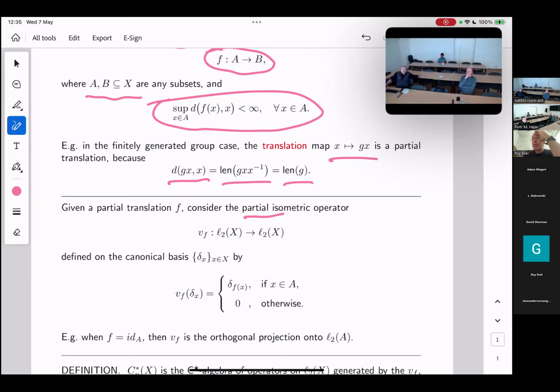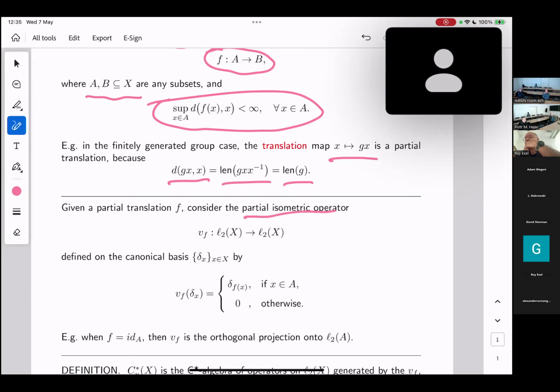So once you have a partial translation, can I ask a question? Yes.